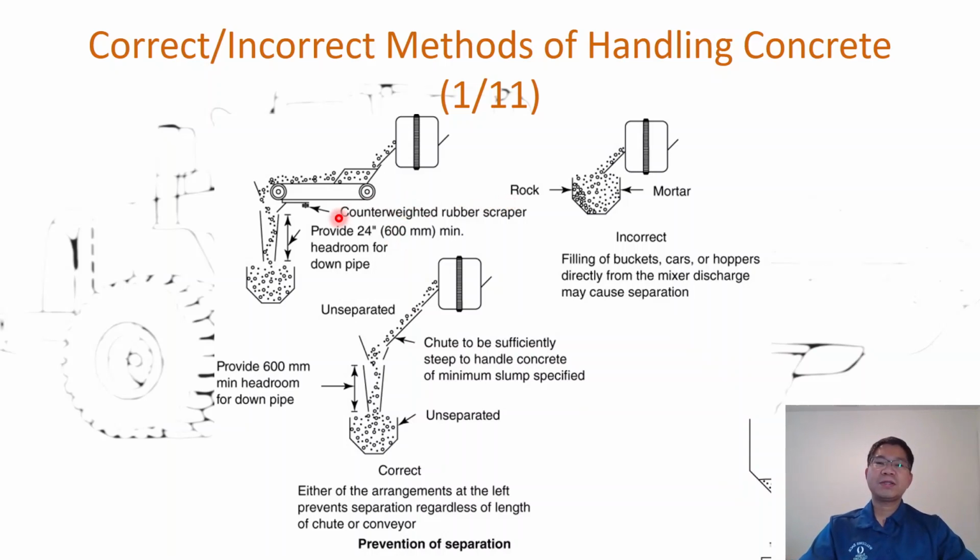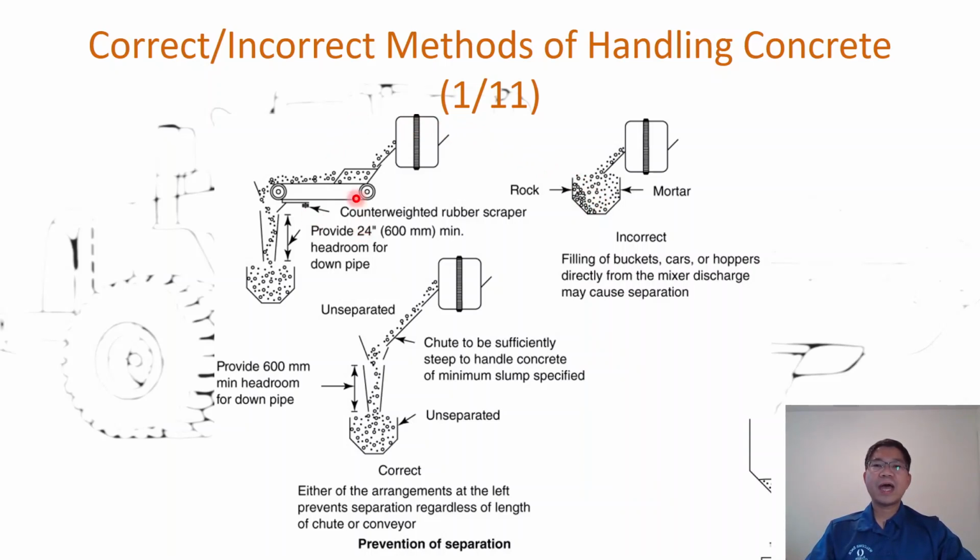As you can see, on the right is the incorrect one, and on the left is the correct one. The difference is when you place concrete directly, as you can see on the right side, incorrect. If you put nothing on the chute, the rocks, the coarse aggregate, tend to end up far to the left, and that makes a segregation of concrete. So the concrete will not be homogeneous, as you can see there.